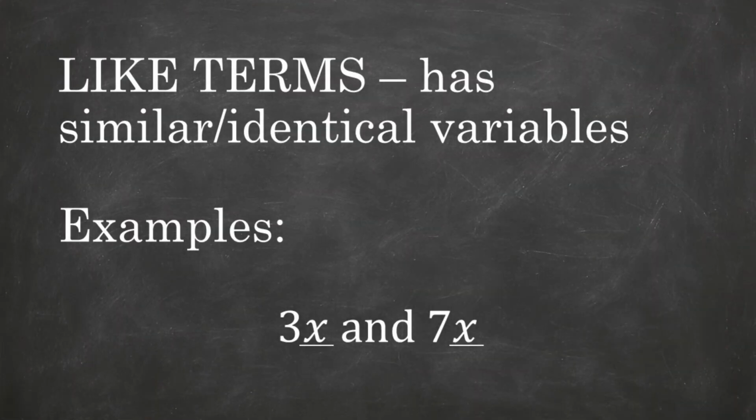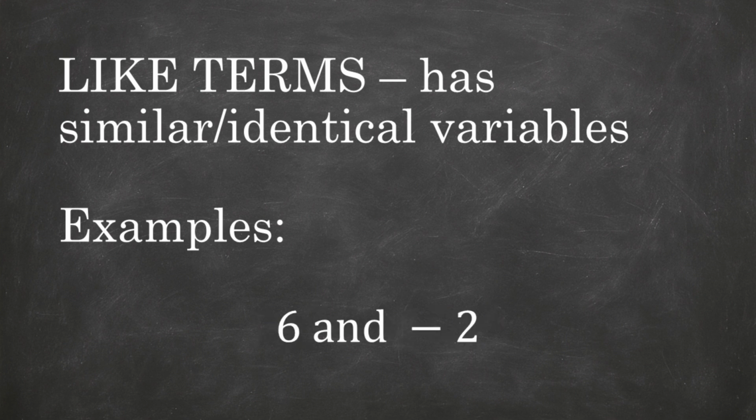Next up are like terms. Two or more terms are called like terms if they have the same variable raised to the same power. This means 3x and 7x are like terms because they have exactly x as the identical variable. 2y squared and 5y squared are like terms because they both have y squared. No more, no less. 6 and -2 are also like terms, but only if we're looking at constants. Essentially, constants are considered like terms with each other because they don't have a variable.